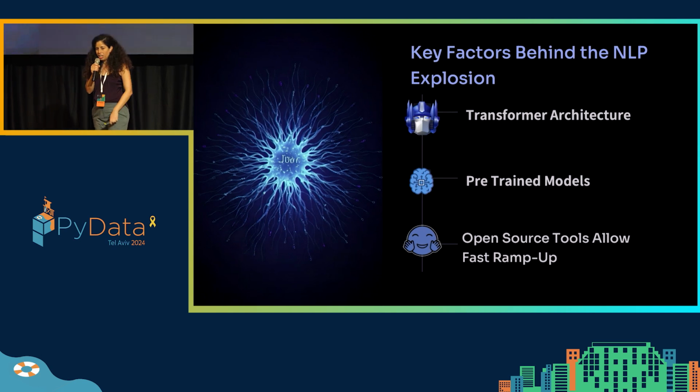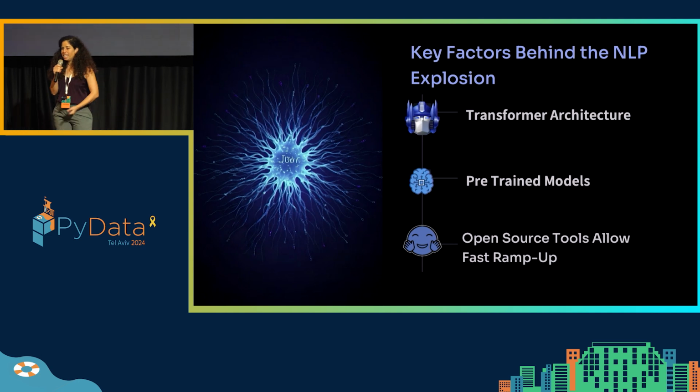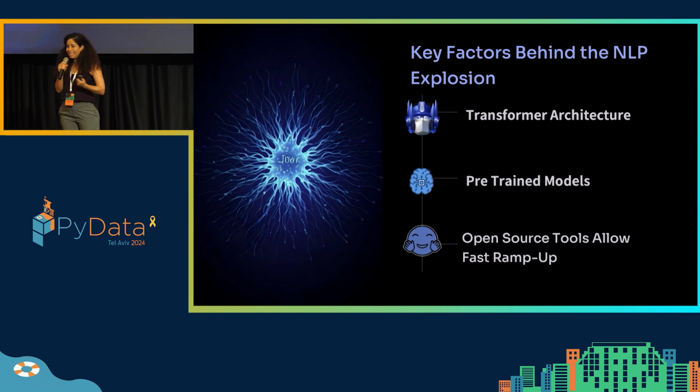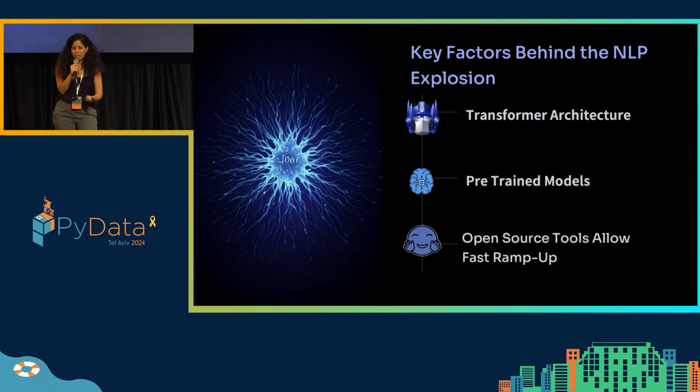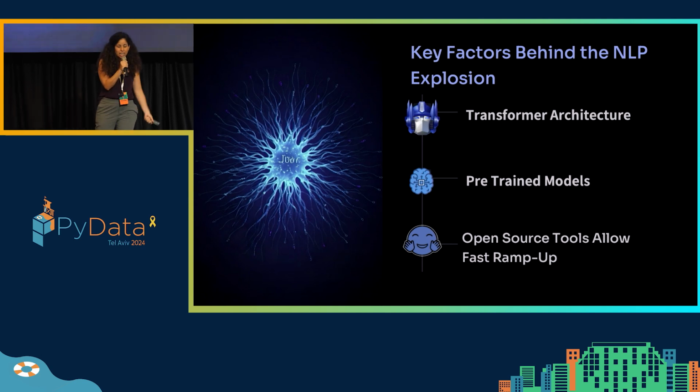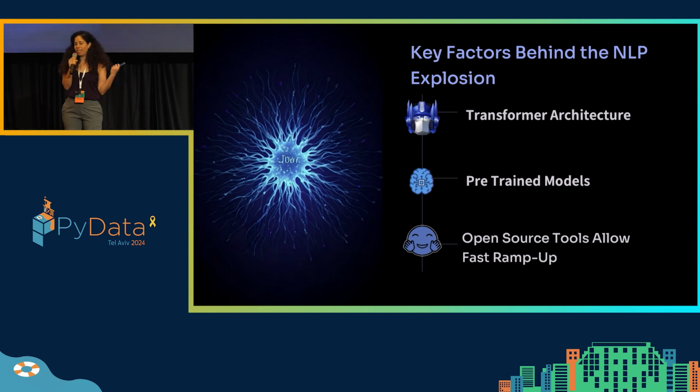Okay, now I'm going to cover 3 factors that contributed to the explosion of NLP. The first one is the transformer architecture. This architecture changed the way we process text, made it a lot faster, and gave it the ability to capture longer dependencies. Then we have the pre-trained models that have been trained on vast amounts of data and can be fine-tuned for a specific task, allowing fast prototyping and better results. And then open source tools that make everything accessible to everyone and democratize NLP.